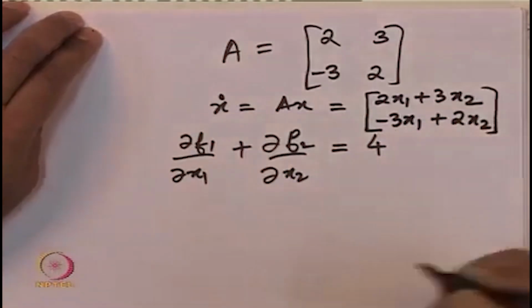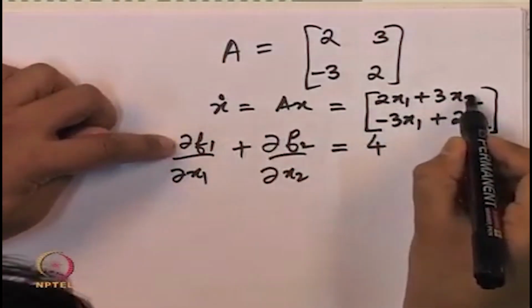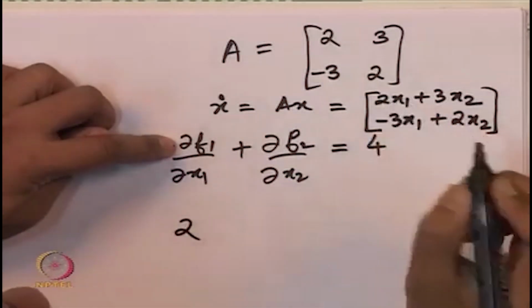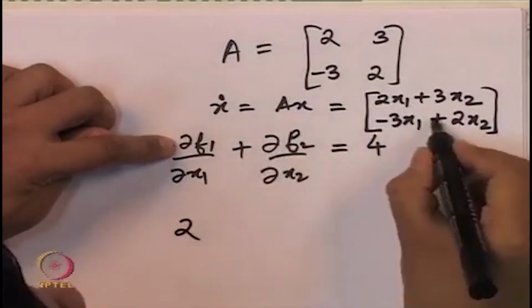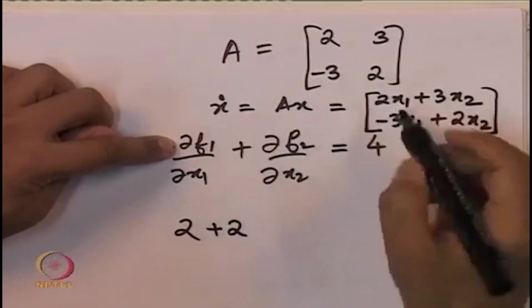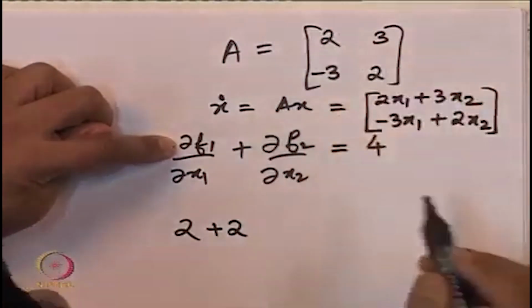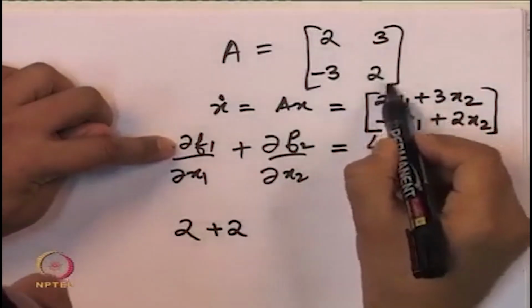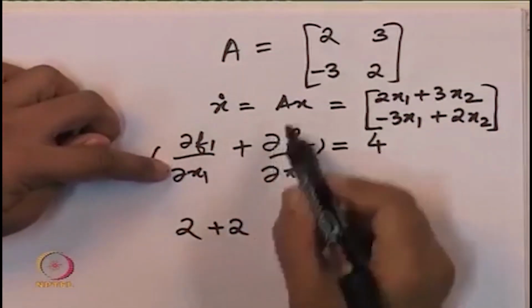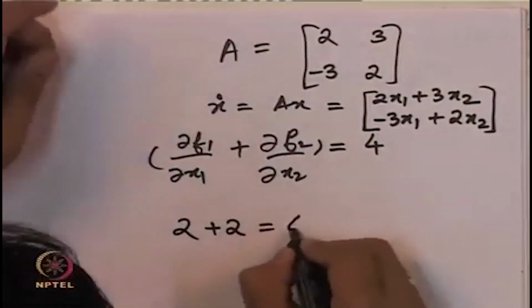So when we do this, we differentiate the first component of x dot with respect to x1 and we get 2. We are picking up just this entry, and the second component of x dot, that is f2 of x, with respect to x2. Notice that the derivative of this with respect to x1 is just the first 1 by 1 entry, and the derivative of this with respect to x2 is just this entry. That is the reason I said that evaluating this quantity is nothing but adding the diagonal entries for a linear time invariant system. So we get this equal to 4.